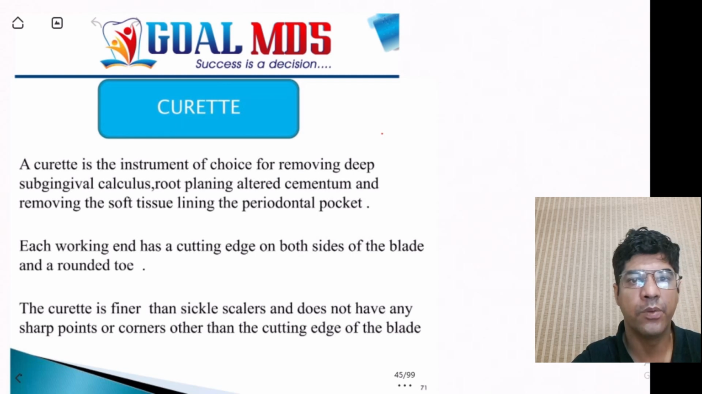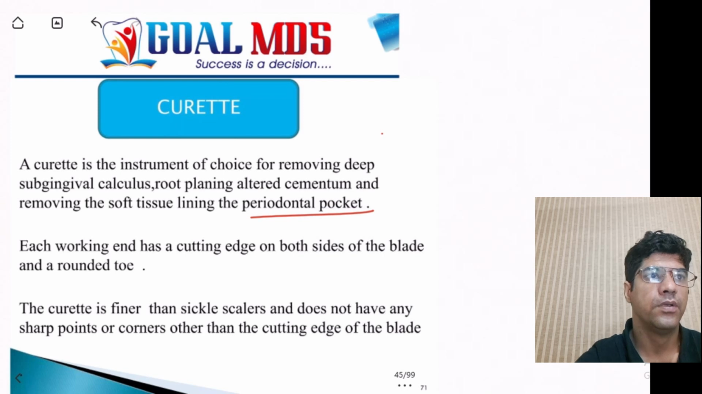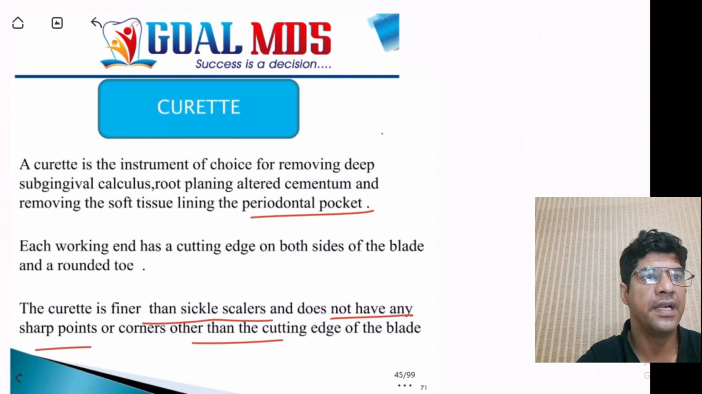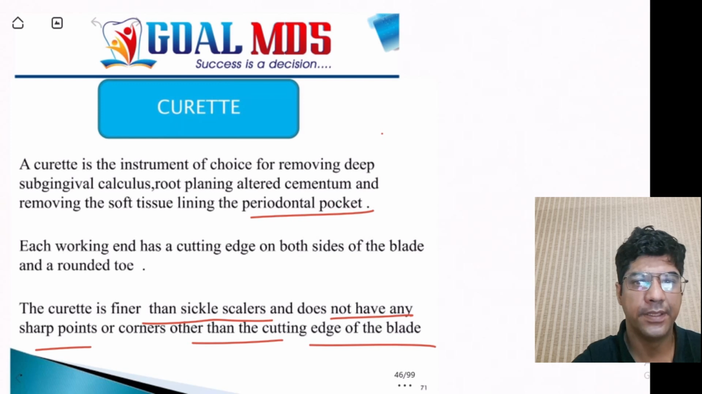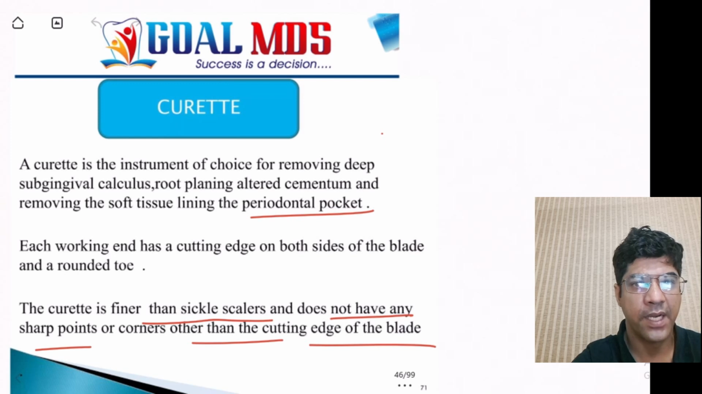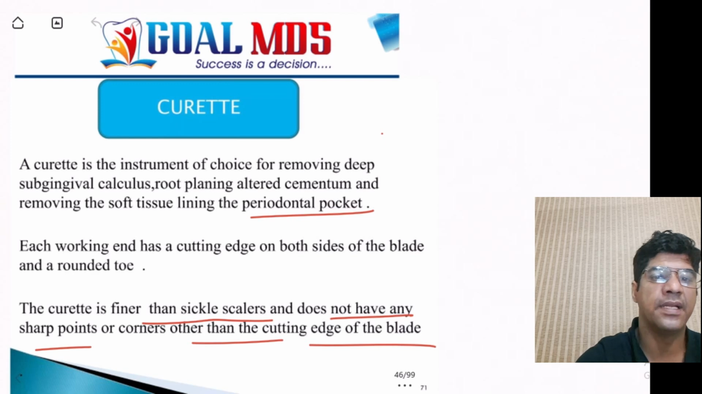Another is the curette. Curettes are dental instruments used for various tasks like removing deep subgingival calculus, performing root planing, and removing the soft tissue lining of the pocket. A curette is finer than a sickle scaler and does not have any sharp points or corners other than the cutting edge of the blade. They have a cutting edge on both sides of the blade. That design allows for efficient removal of calculus and debris from the tooth surface.